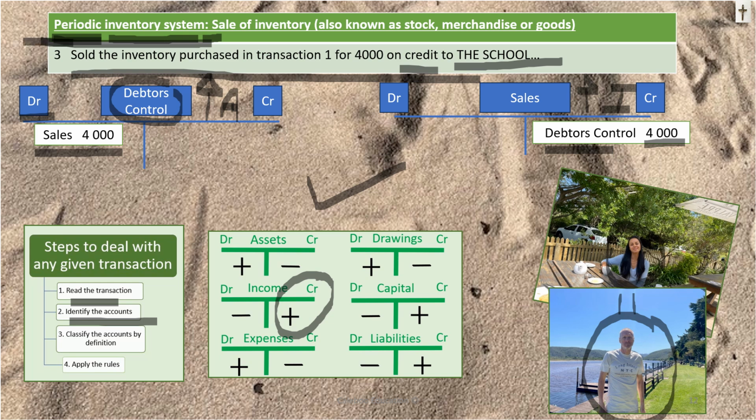Because cost of sales is not calculated at the point of sale. It is calculated at the end of the period we are recording transactions for. That's why it's called the periodic inventory system. Perpetual is definitely better. There's tighter control than the periodic inventory system.